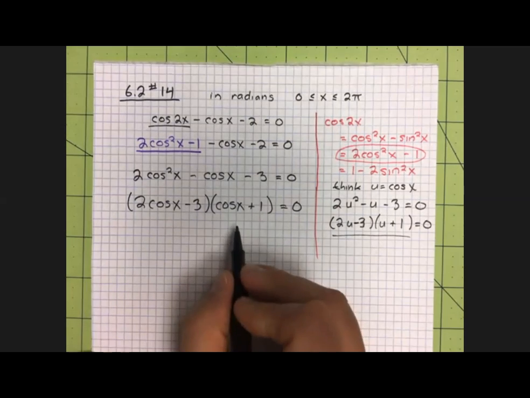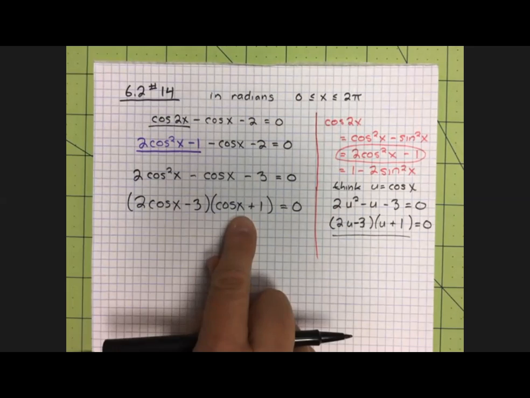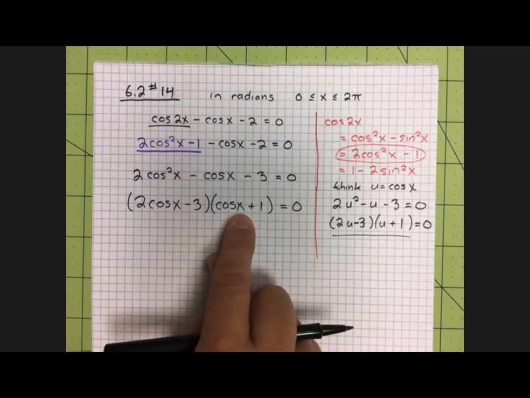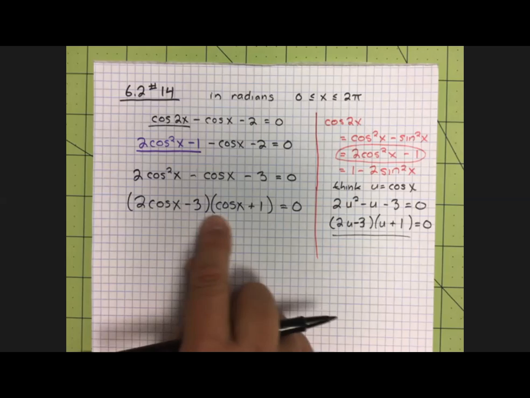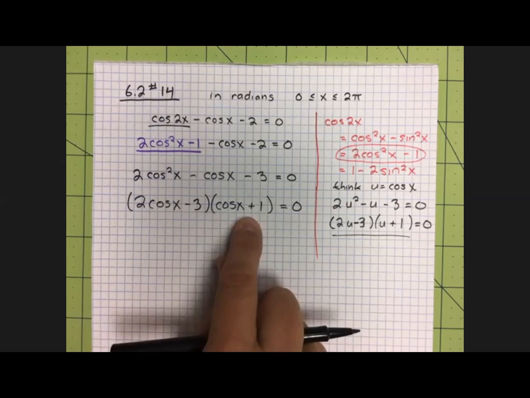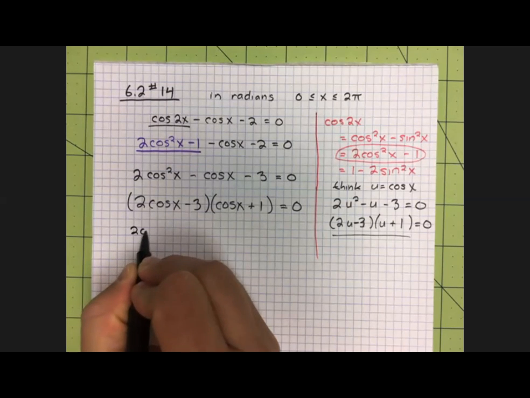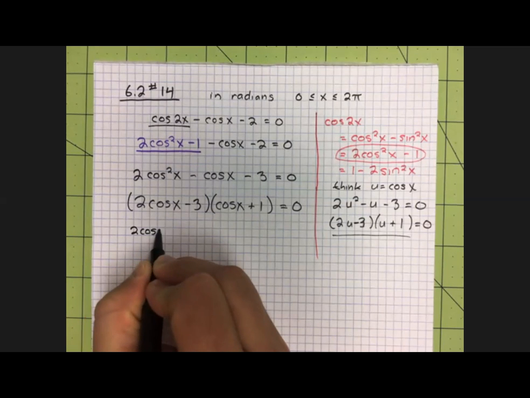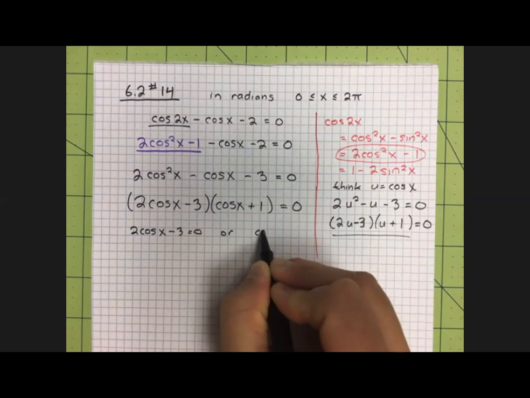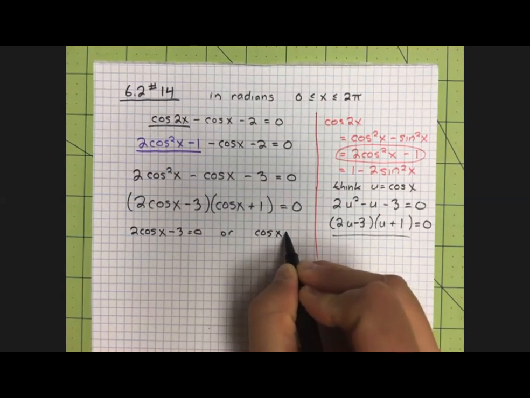Okay, good. Here I have 2 things multiplied together, give me 0. By the zero product principle from your algebra class, one of these has got to be 0. In fact, the only way to multiply 2 things and get 0 is if one of them is 0. So this breaks down immediately into 2 cosine x minus 3 is 0, or cosine of x plus 1 is 0.